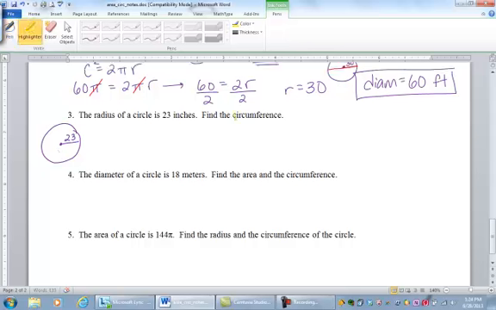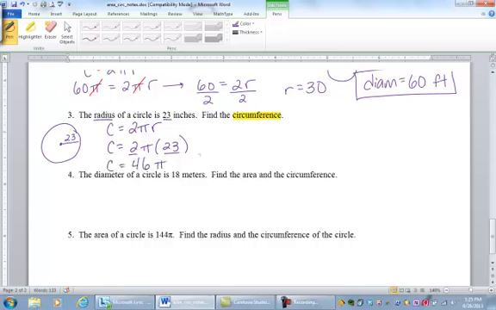This question is asking me to find the circumference, so I'm going to use my circumference formula, C equals 2 pi r. And I know what the radius is. The radius is 23, so I'm going to write C equals 2 pi times 23. From here I can multiply 2 and 23, and you get 46 pi inches. That's our exact answer.